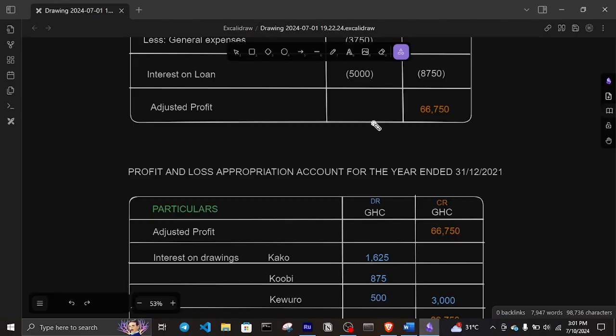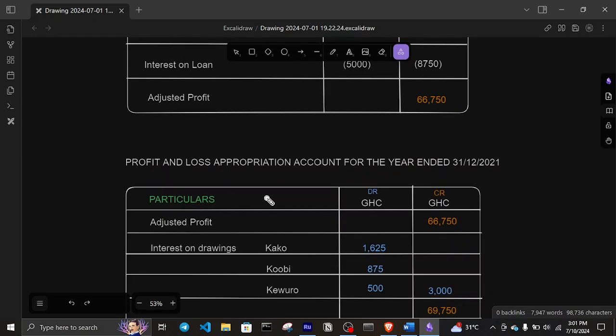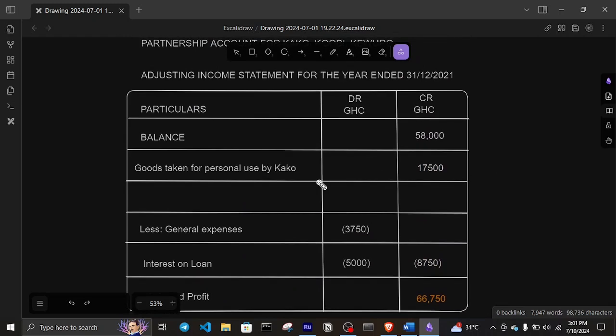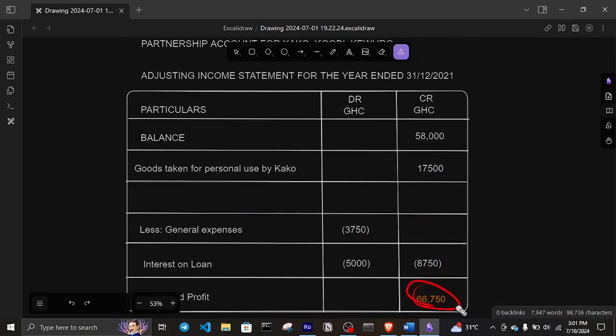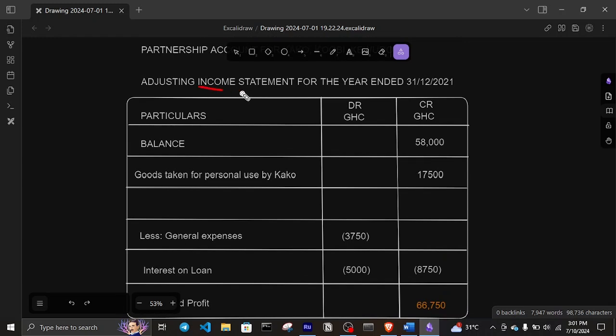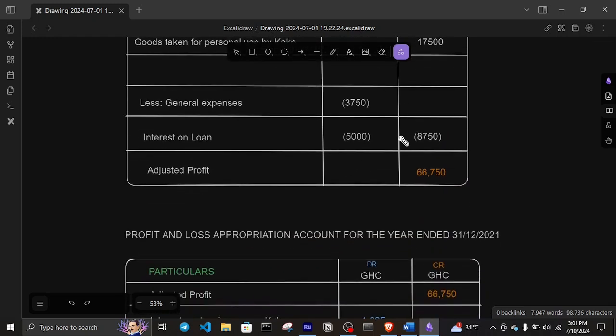So in here, we write profit and loss appropriation account for the year ended 31st December 2021. What are our particulars and what are our amounts? So we started with the adjusted profit we obtained from the income statement, which was 66,750 Ghana cedis.